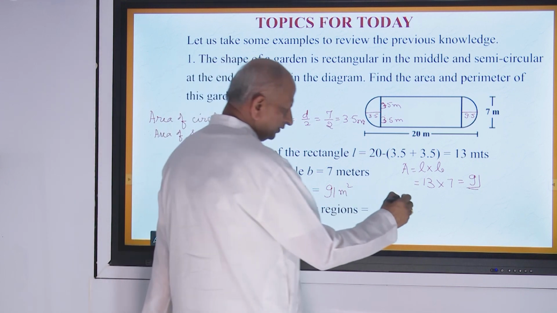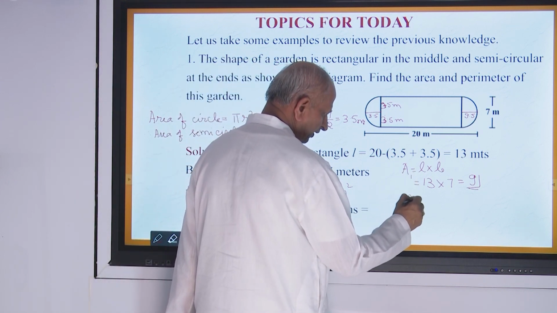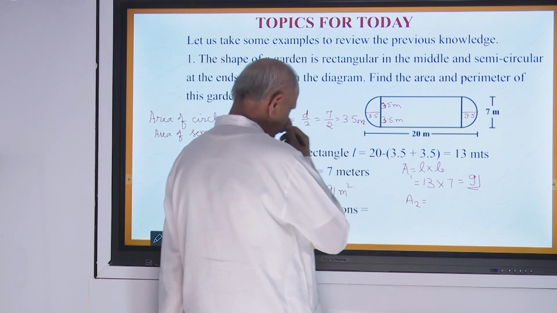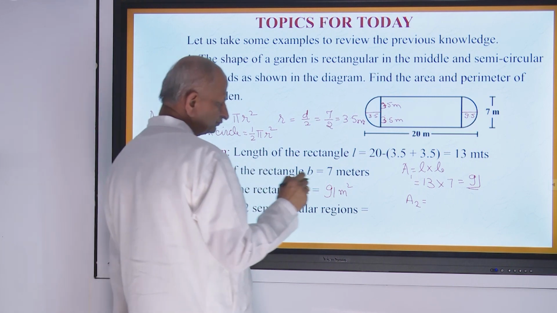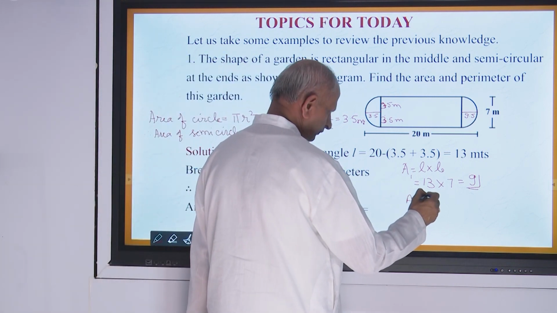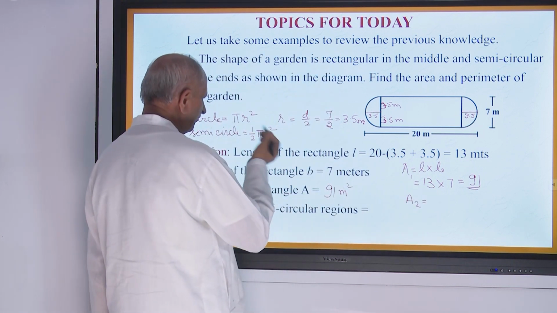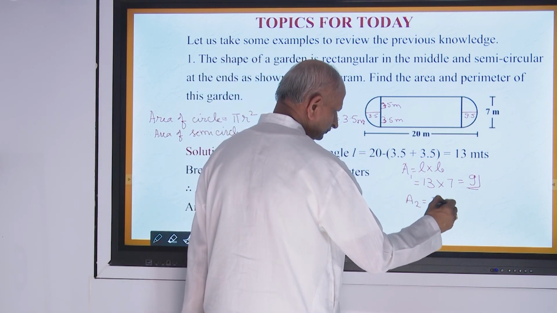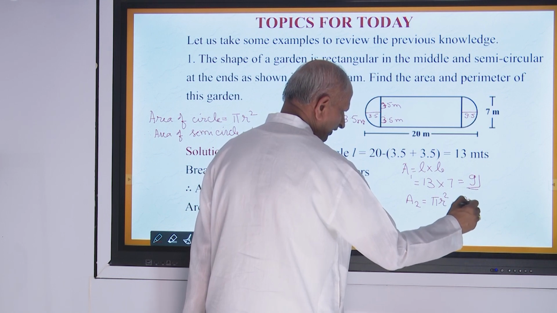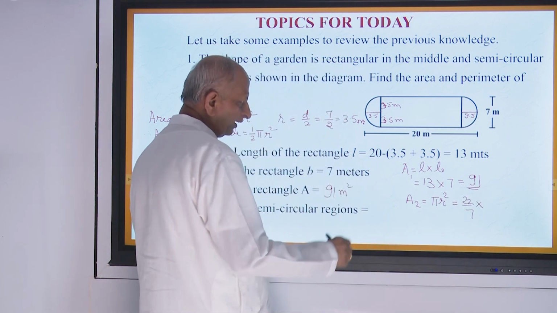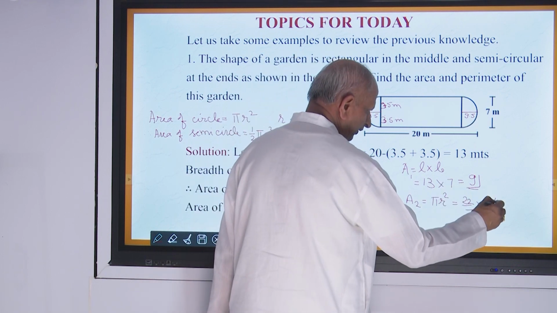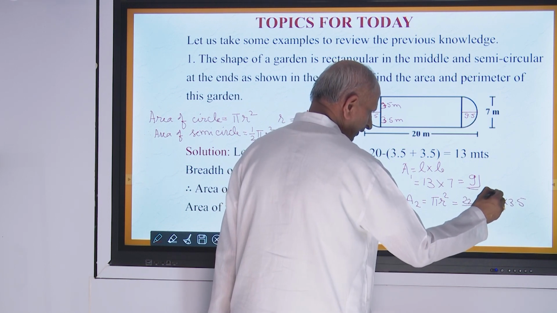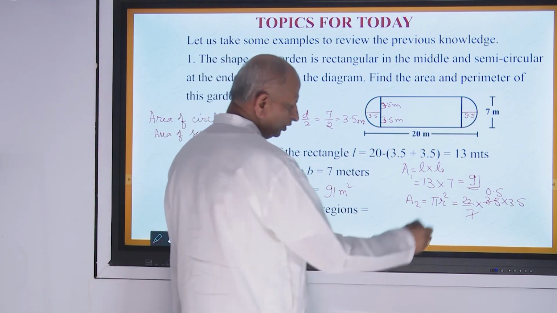So you can write the areas as A1 and A2. A2 is half of pi r square, there are 2 of them. So half pi r square plus half pi r square becomes pi r square only. So pi r square is the formula. That is 22 by 7 into r square. What is r? 3.5 into 3.5. 7 ones are 7, 7 5s are 35. So 11 into 3.5.